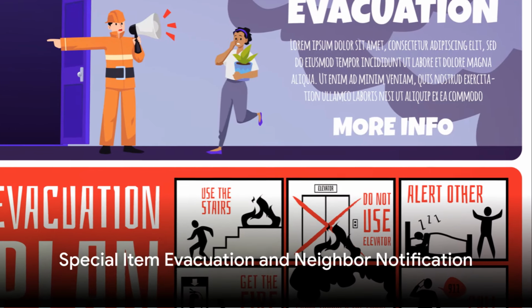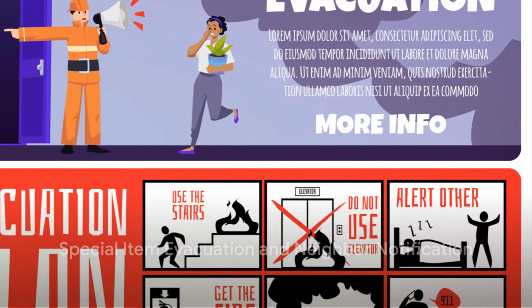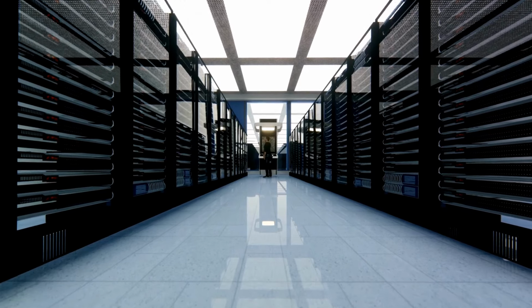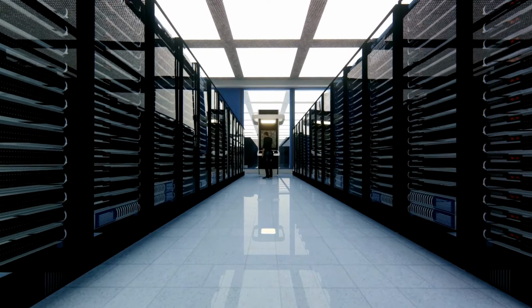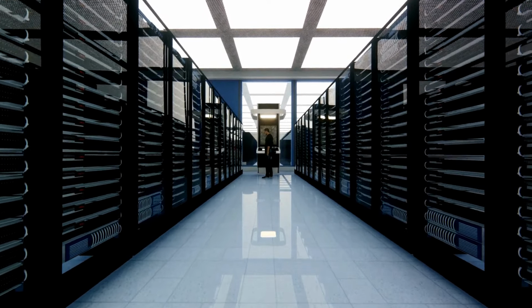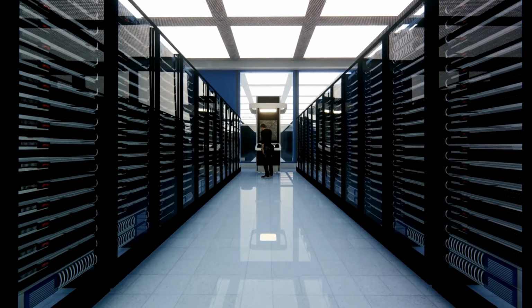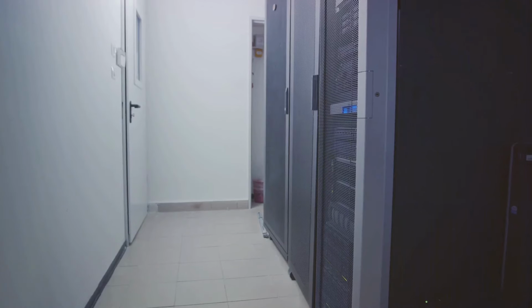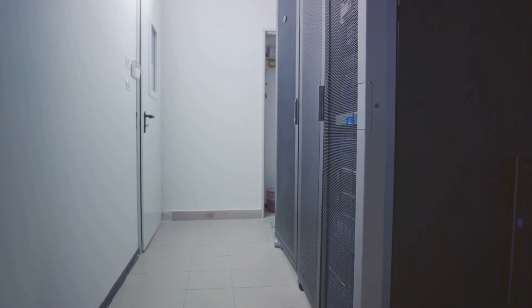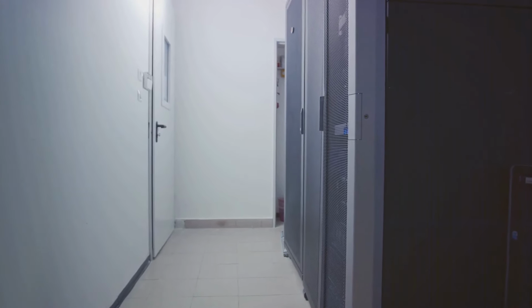Now, let's talk about special item evacuation and neighbor notification. In the face of a bomb threat, some items hold extraordinary importance. These could be sensitive data, high-value equipment, or specific laboratory samples. The loss or damage of these items could have severe implications for your organization. Therefore, it's crucial to have an evacuation procedure in place for these special items.